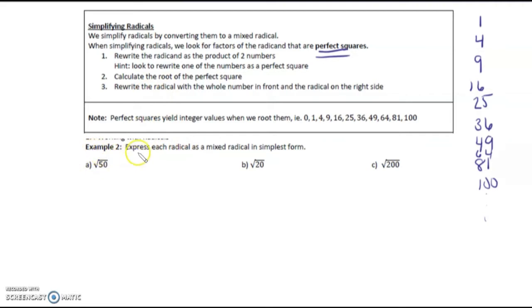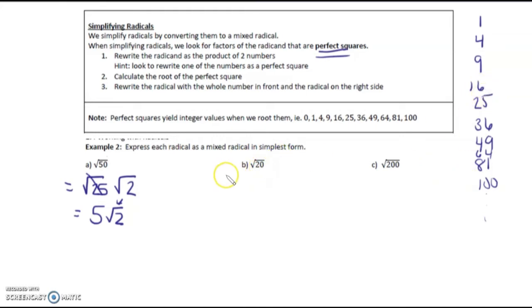Okay, so for example, express each radical as a mixed radical in simplest form. So root 50. Does 50 break down into any of these numbers here? Yes, it breaks down into 25 times 2. I always put what can be the perfect square in front and then times 2. So what's root 25? 5. Root 2 can't be rooted, so we just rewrite it. So root 50 can also be written as 5 root 2.